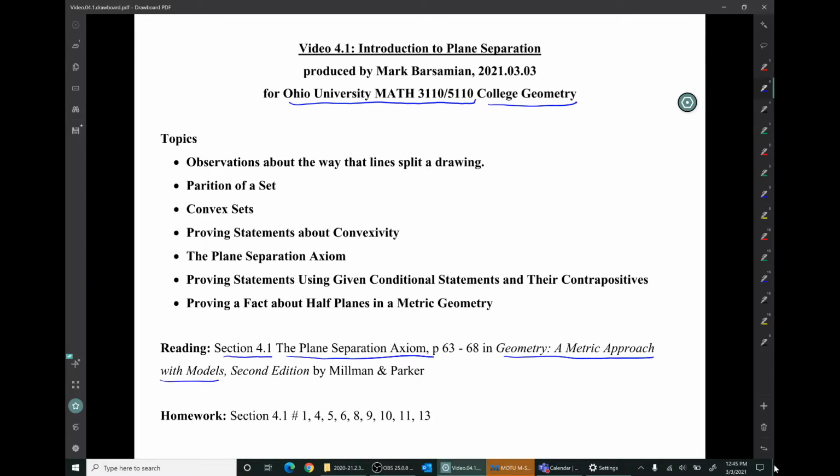The corresponding homework is this collection of 9 exercises from section 4.1.